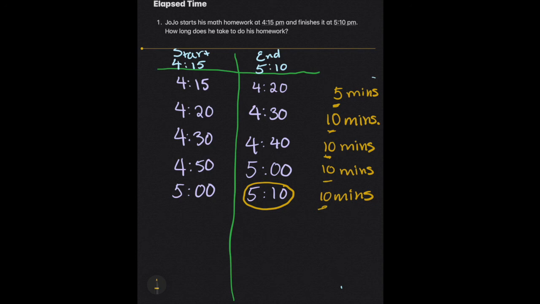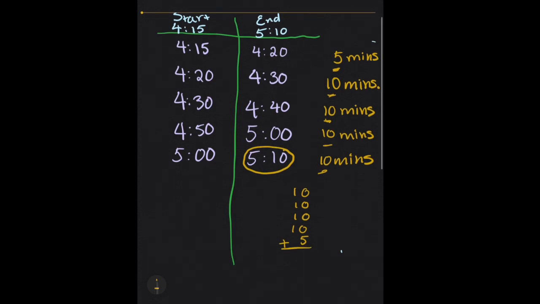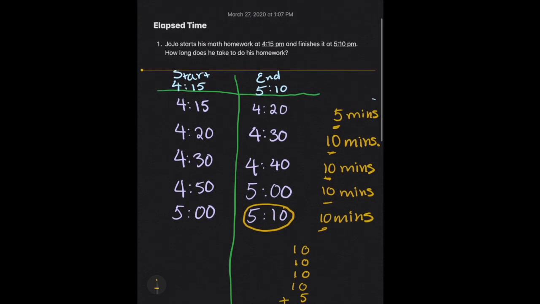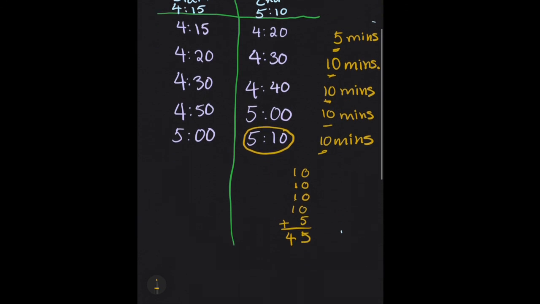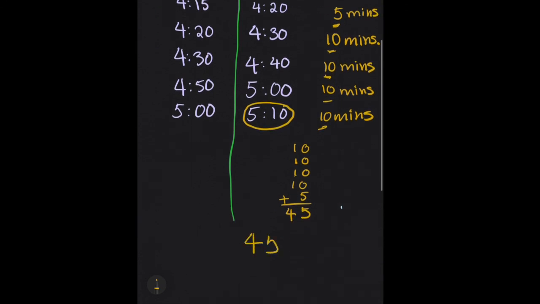Okay? So we can do it like this. 10 plus 10 plus 10. We have 4 10s and 1 5. So 0 plus 0 plus 0 plus 0 plus 5, so we only have a 5 here. Then we have 1 plus 1 is 2, 2 plus 1 is 3, 3 plus 1 is 4, so 45. So the elapsed time, or how long it took for Jojo to do his homework, was 45 minutes. And that is our answer.